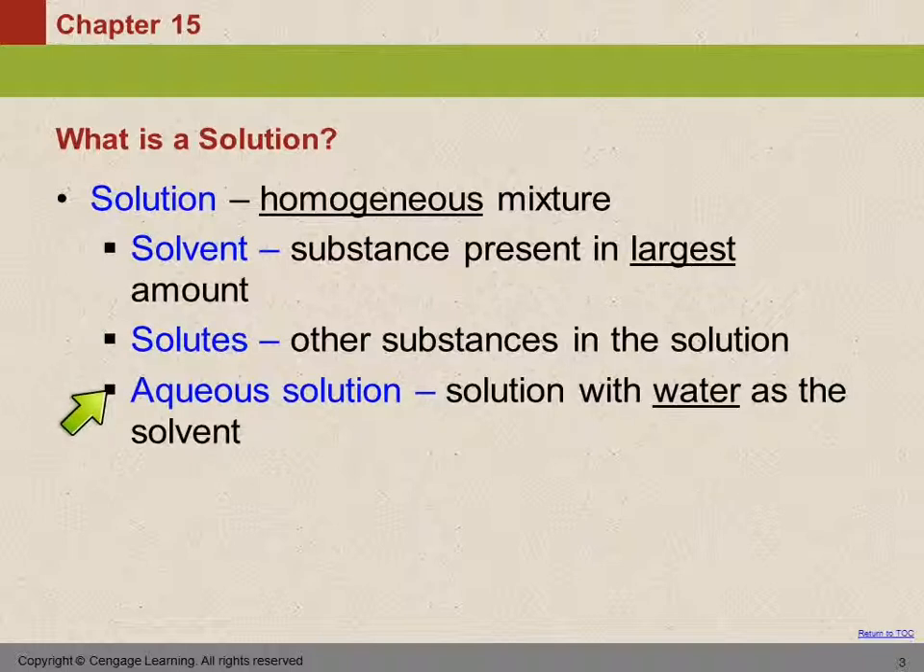In this class, we'll mostly talk about aqueous solutions, and the word aqueous refers to dissolved in water. So in an aqueous solution, water is the solvent. So Kool-Aid is an aqueous solution. If it's cherry Kool-Aid, it's got red dye number 40, and it's got sugar, and it's got flavor, but all those things are the solutes, and they're dissolved in water, because there's more water there than anything else.